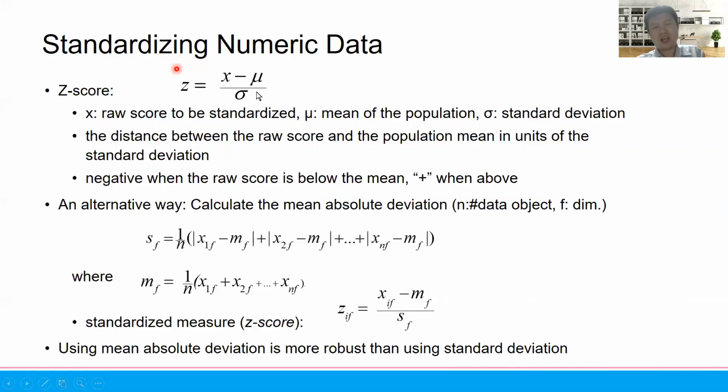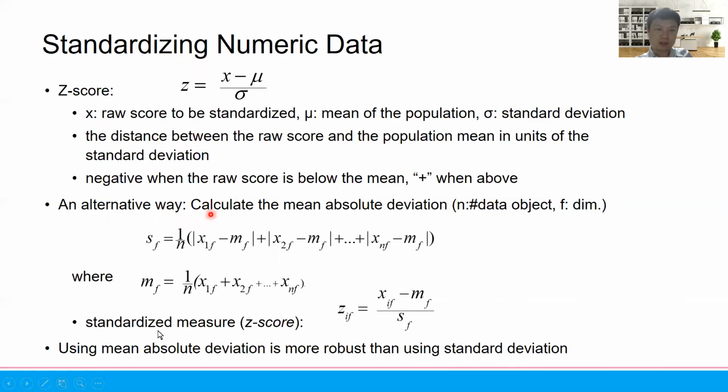Usually, before we do the Z-score, we need to calculate the mean and the sigma. The sigma, tau, is the standard deviation, and there is another way, which is using the mean absolute deviation. In the mean absolute deviation, this is the formula: 1 divided by n multiplied by the sum of |x1f minus mf|. So mf is the average, which is 1 divided by n multiplied by x1, x2, up to xn, and so on.